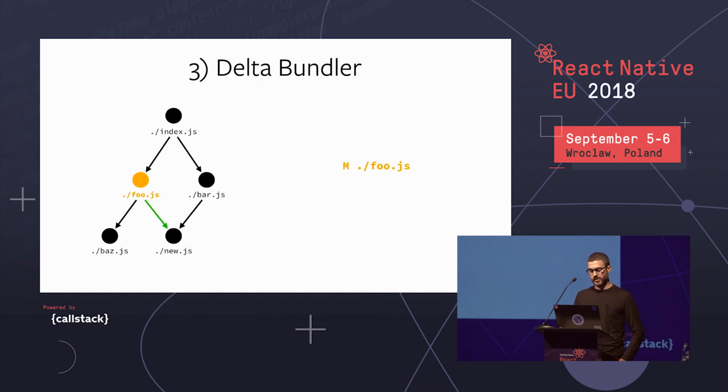Now imagine that we add a new require from foo to new. In this case, Metro will only send foo.js as a modified file, since new.js is already in the bundle now.